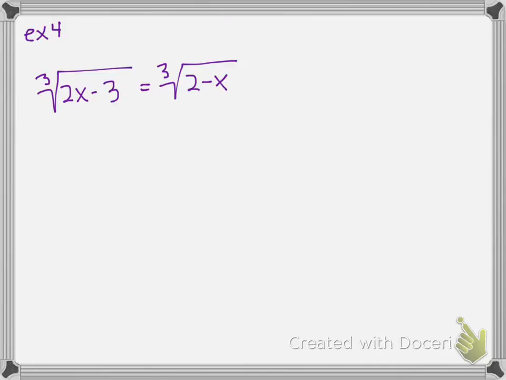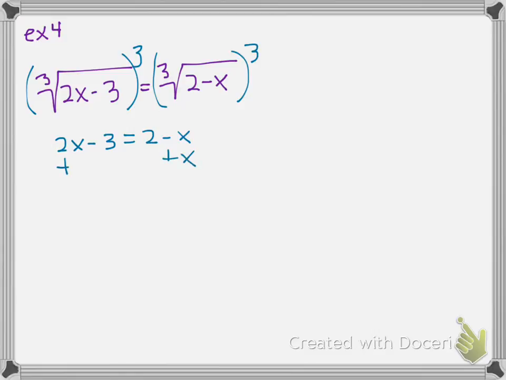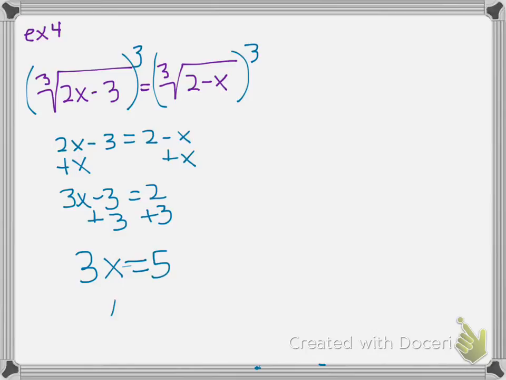Okay, last example. Here we have cubed roots. So to get rid of cubed roots, you cube. That's it. So easy. And then they go away. And all you're left with is 2x minus 3 equals 2 minus x. And then you just solve from there. Add x, add x. 3x minus 3 equals 2. Add 3, add 3. And I have 3x equals 5. x equals 5 over 3. So this is all pretty easy.